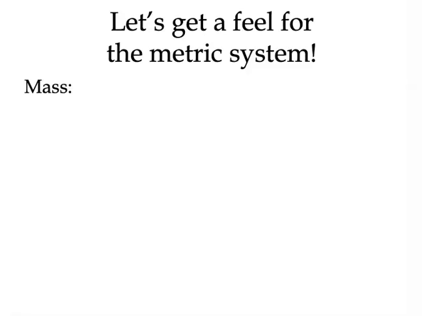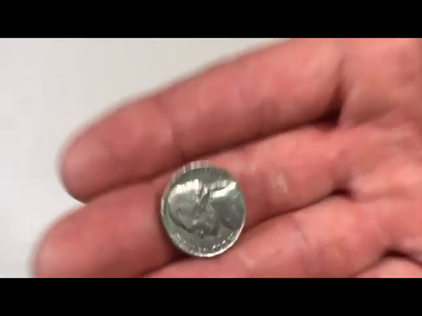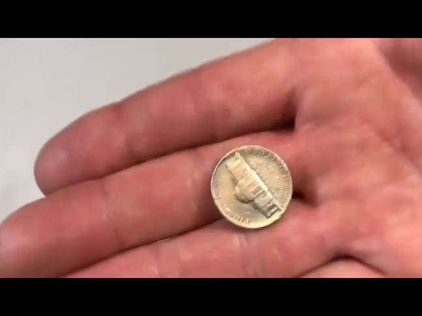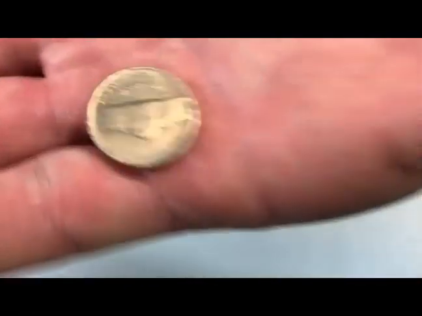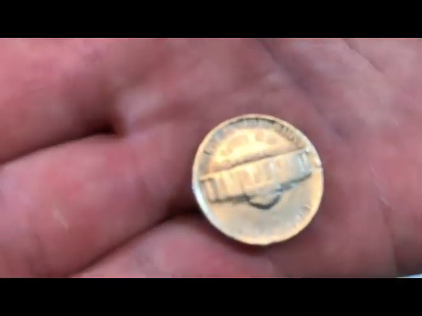If we want to talk about mass, 5 grams is about the mass of a nickel. So if you put a nickel in your hand, that is right about 5 grams right there. Just to get a feel for grams as a measure of weight. So 5 grams right there.